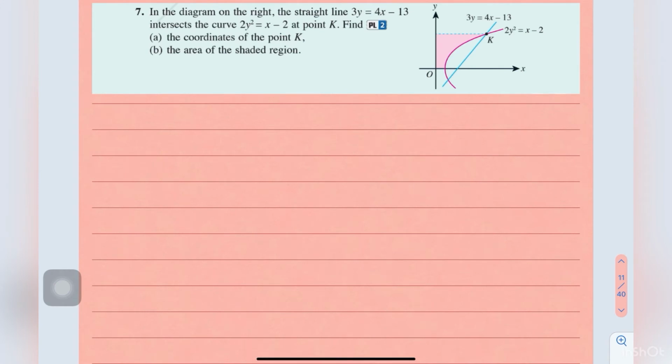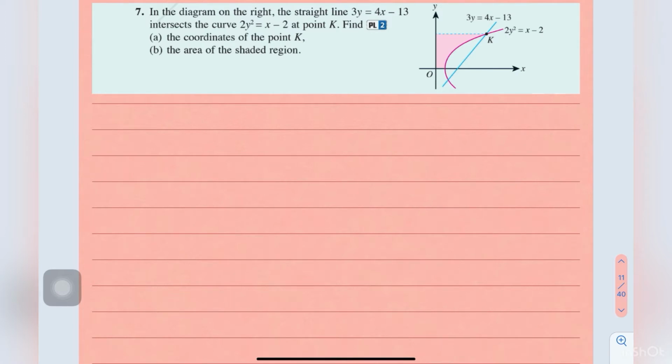Now we move to the next question, which is question number 7. In the diagram on the right, the straight line 3y = 4x - 13 intersects the curve 2y² = x - 2 at point K. Find A, the coordinates of the point K. K is the intersection point, so to solve it, we can use simultaneous equations.